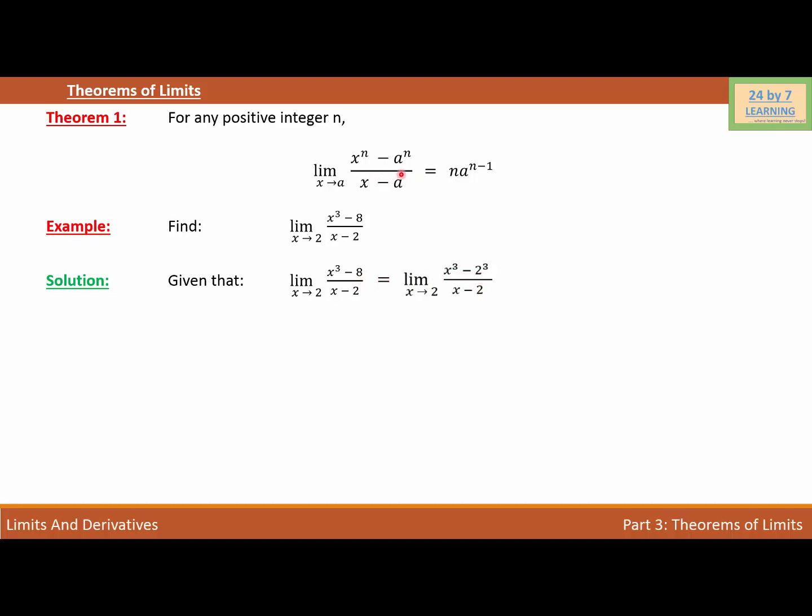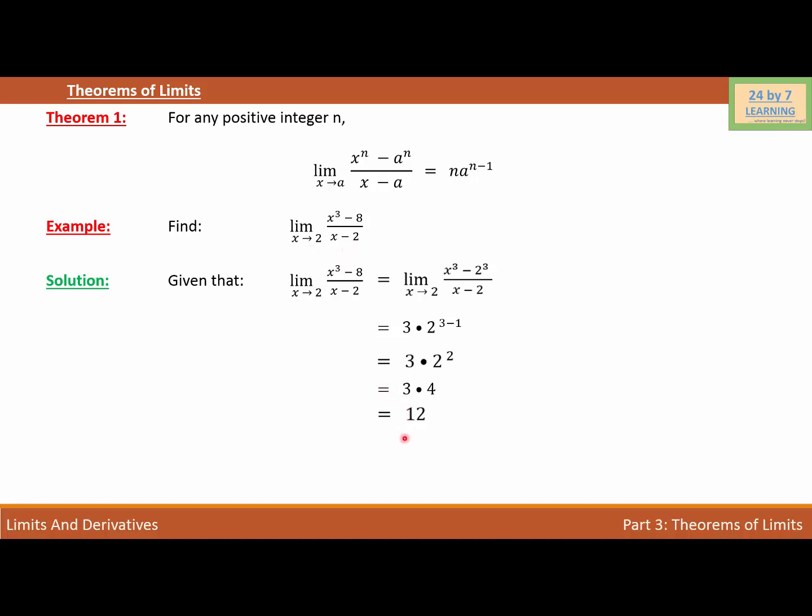Now let's use this theorem. As you can see, my n is 3 and my a is 2. So I'm going to use this formula, n a to the power n minus 1. So I will write 3 times a, which is 2, to the power 3 minus 1, because my n is 3. So 3 minus 1 is 2. So I will write 3 times 2 to the power 2, and 2 to the power 2 is 4. So I will write 3 times 4. So 3 times 4 is 12. So basically the value of this limit is 12.